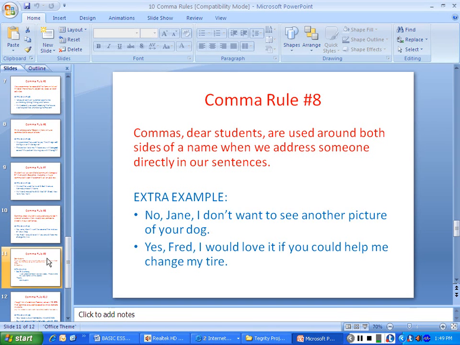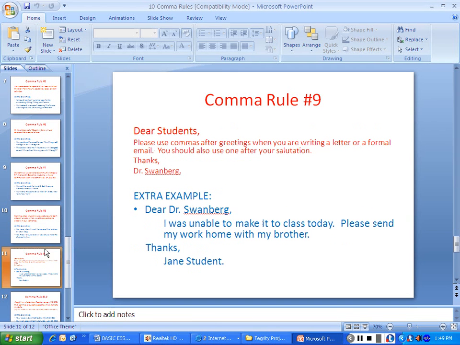Comma rule number 9. Dear students, please use commas after greetings when you are writing a letter or a formal email. You should also use one after your salutation. Thanks, Dr. Swanberg. Let's take a look at this rule. After the greeting, dear students, and after the sign-off, thanks, there are commas.